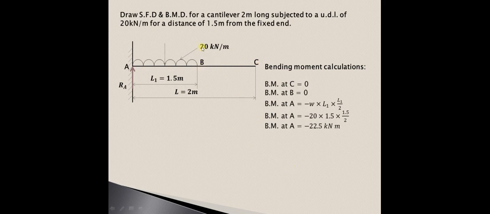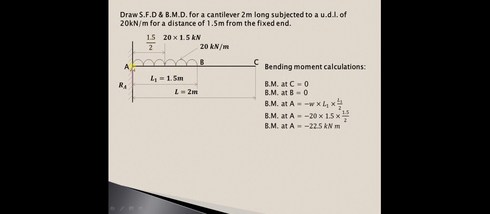Now we'll convert this UDL into point load. So total UDL load is 20 into 1.5, and allow it to act at the center of this particular UDL length. So total UDL length is 1.5 and half of that will be 1.5 upon 2. So we have converted this UDL of 20 kilonewton per meter into point load. So once again try to understand this. So this is 20 into 1.5, that is the UDL load, and allow it to act at the center of this 1.5 meter length, that is 1.5 upon 2.